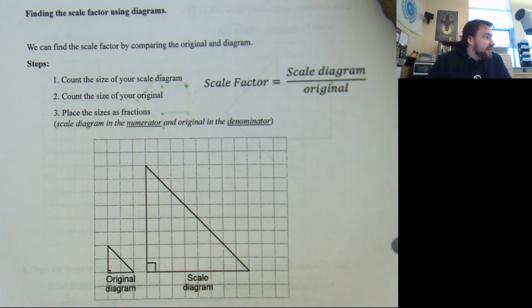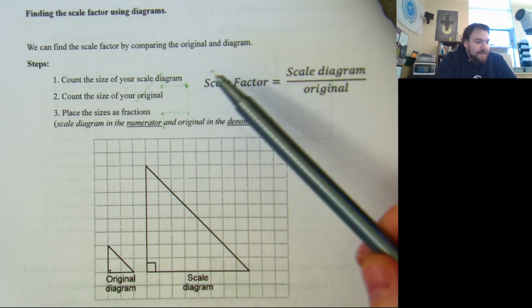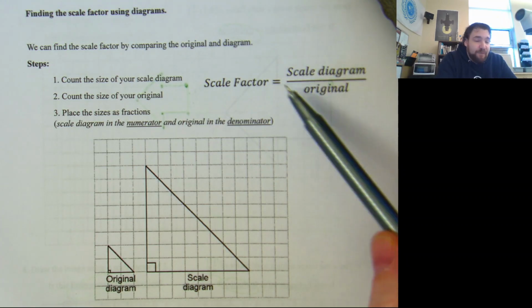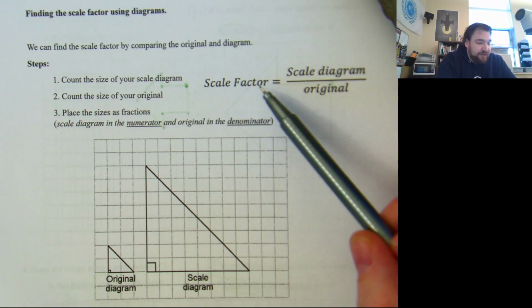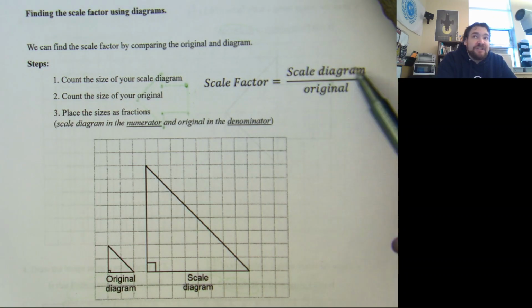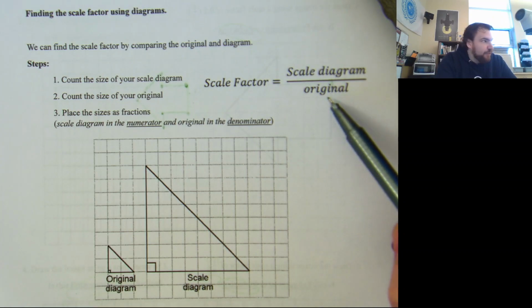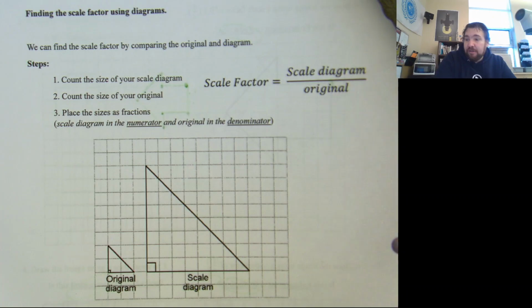So rather than giving you the scale factors and having you draw, I could give you the drawings and ask you to tell me what the scale factors are. So to do that, to find the scale factor, again, it is just what we've looked at before. To find your scale factor, you take a length in the diagram and you divide it by the equivalent length in the original, or the same side in the original.